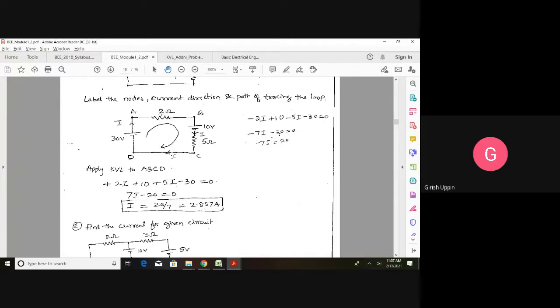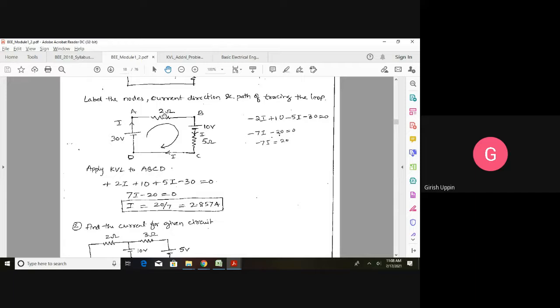So this voltage drop is 2 into I. So plus, because the direction of the current and the direction of the tracing are the same, plus 2 into I. Coming across the positive plate, plus 10. Then the direction of current and direction of tracing are both the same, so plus voltage drop, plus 5 into I. We come back here, negative plate, minus 30, and back to the same node equals 0. If we solve this, we get I equal to 20 by 7, 2.857.